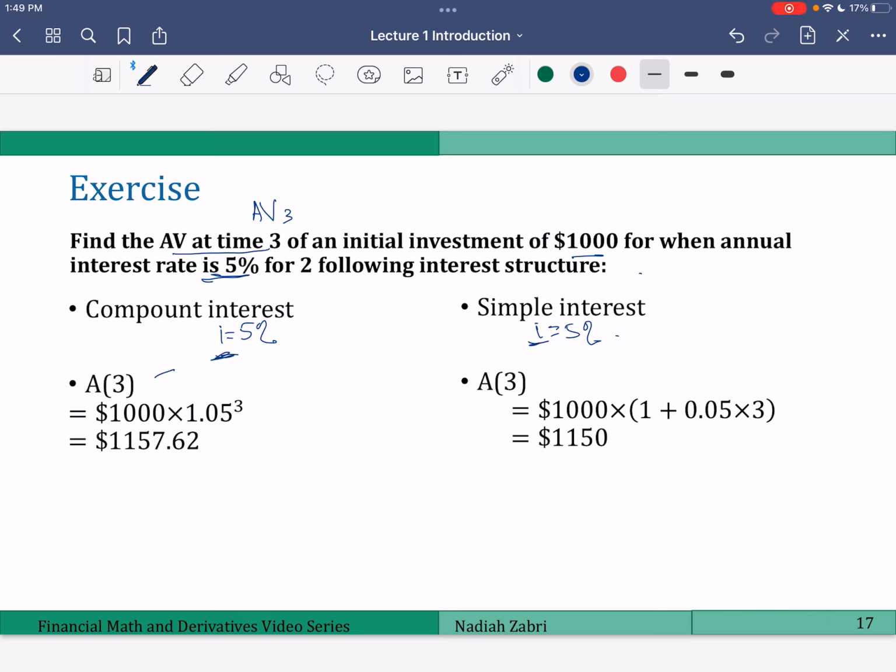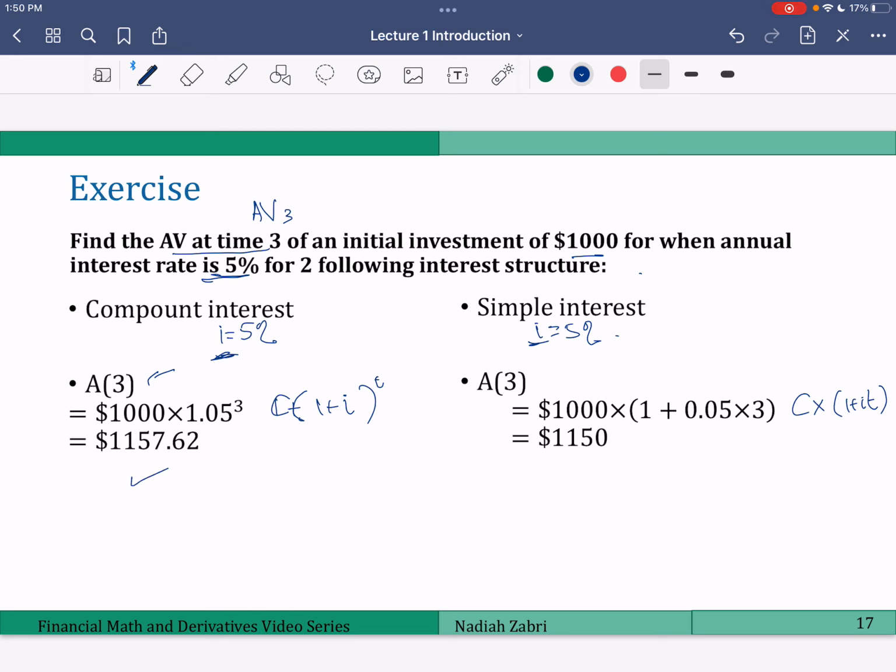For compounding interest, we will use this formula: C times (1 plus i) to the power of t. This one is C times (1 plus i t). Then our AV3 becomes 1157, and for this one AV3 is 1150. So as expected, compound interest will give you a higher value, because interest also earns interest, not just the principal.